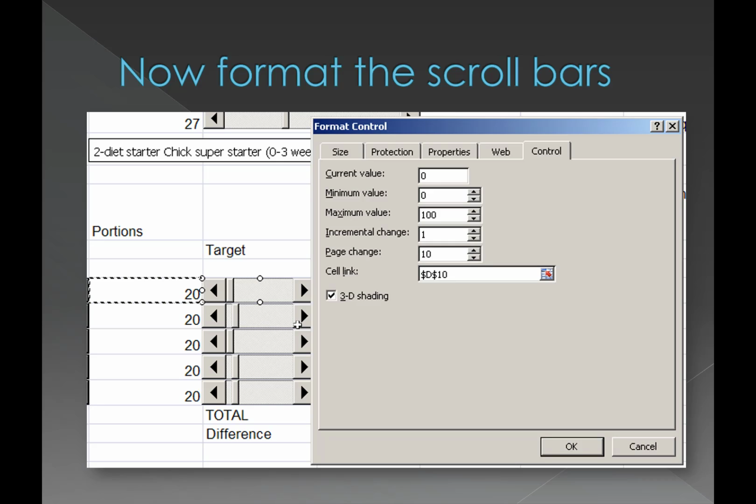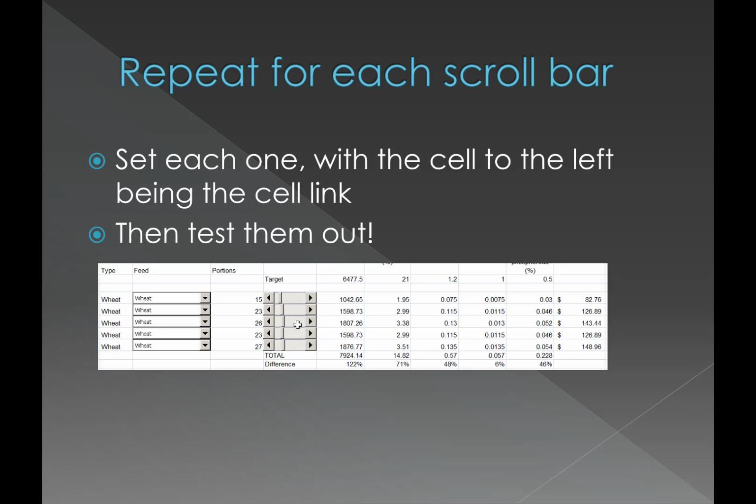Okay. So we made the scroll bars. We did the settings on them just like that. Here's how it looks in the older version. Test them out. Repeat for all of them. Make sure they all work and they're not changing each other or the wrong ones.